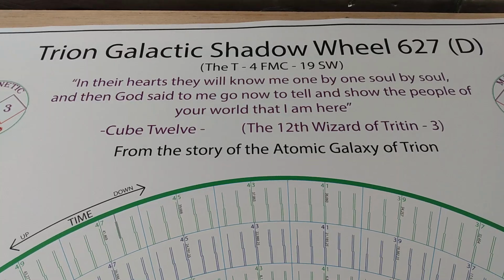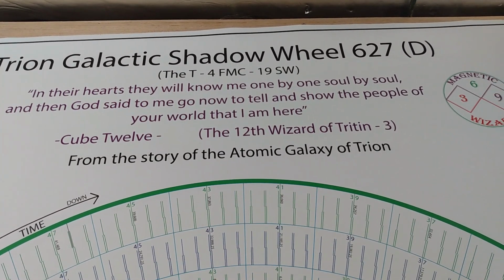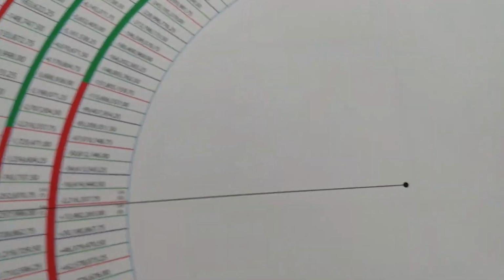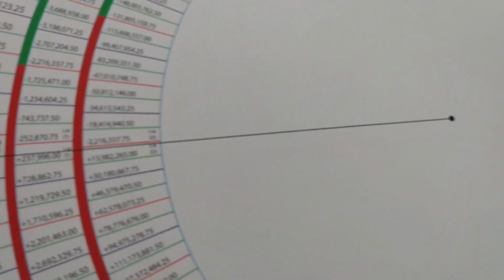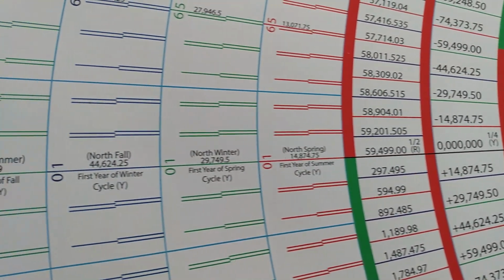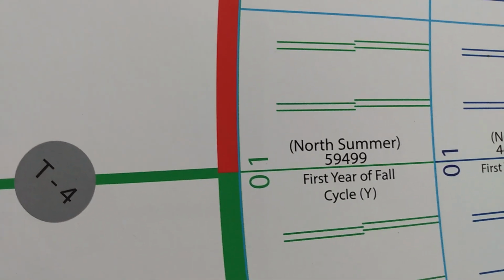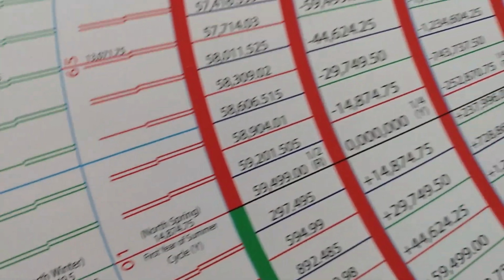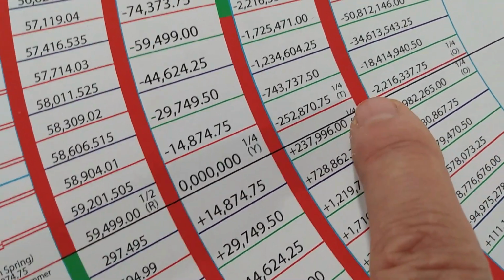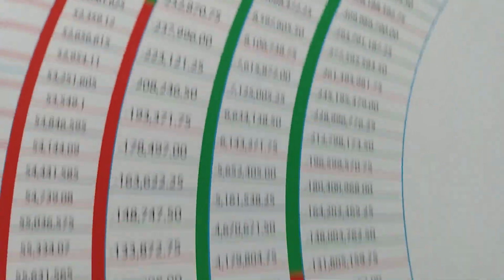Okay, here we have the Triton Galactic Shadow Wheel 627D, just another version. This is the center line, or the 0 point at the starting of a new cycle. All these cycles within here are all rotated to their exact place at that same 0 point. Okay, I'll show you some of this.